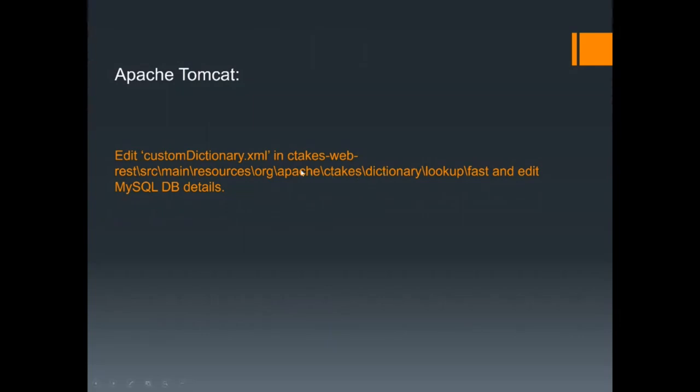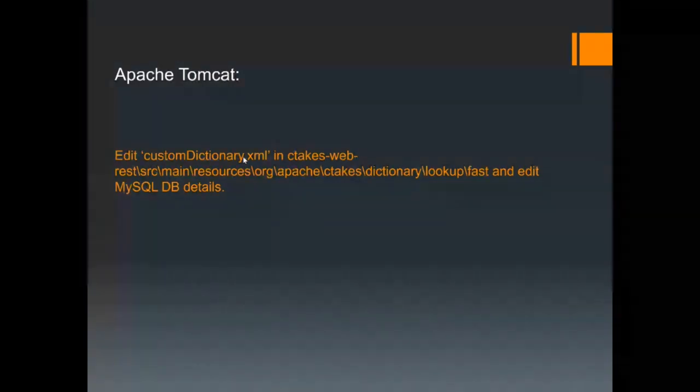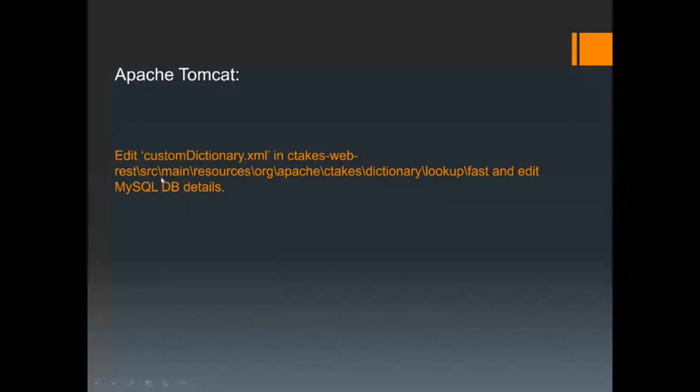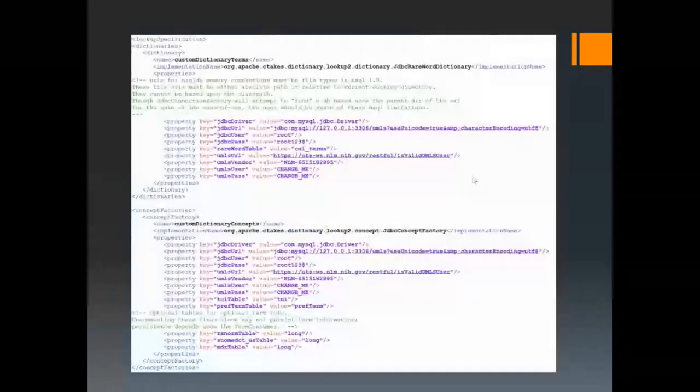In the cTAKES WebRes module, we have an XML file called custom-dictionary.xml, which holds the connection details about which DB it should connect to while the application is running. That file is available under cTAKES WebRest src main resources org apache ctakes dictionary lookup fast. Under that, you will find this custom-dictionary.xml file. That file will look something like this.